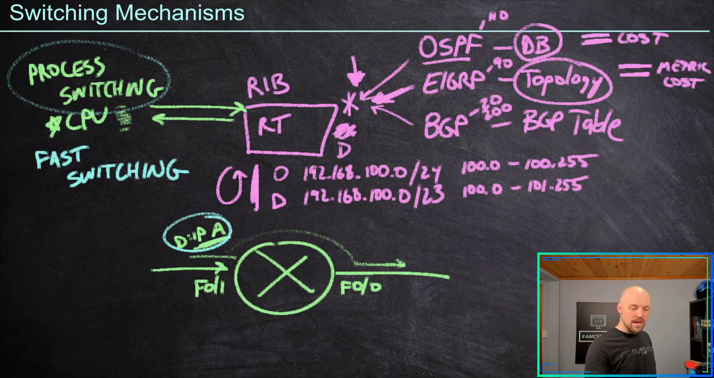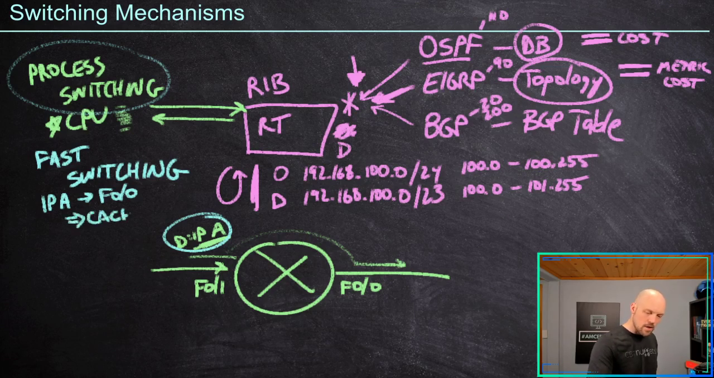So the difference is, once I know that IP address A lives out FastEthernet 0/0, I'm going to store that in a cache. Now, when a packet comes in, I can check the cache while the CPU is off doing its own thing. I can check the cache, find out, oh, I know where that lives. It lives out FastEthernet 0/0, and I can send it on over to FastEthernet 0/0 without ever consulting the CPU. This is a huge step in the right direction. We don't have to worry about the CPU as much anymore, but "as much" is kind of the key phrase there, right? Because we still need the CPU for the first packet of every single destination.